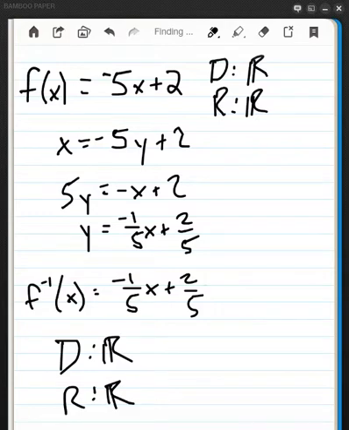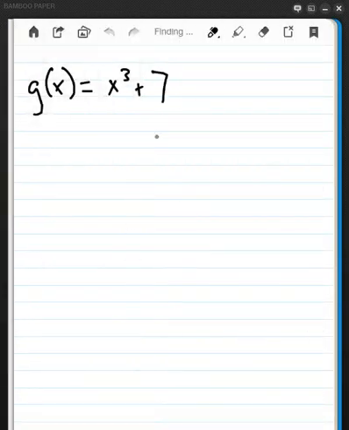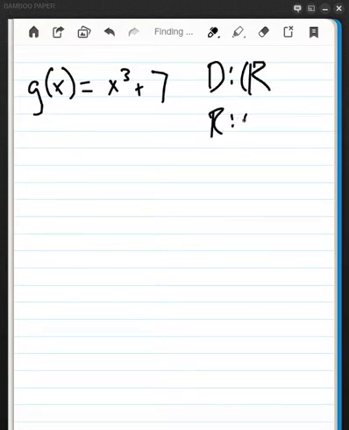Yay! Second function. This is a cubic that's been moved up 7 from the parent function. So the domain of this cubic is the domain of all cubics, all real numbers. And the range of this cubic is the same as the range of all other cubics, all real numbers. Again, just to get in the habit of doing that.